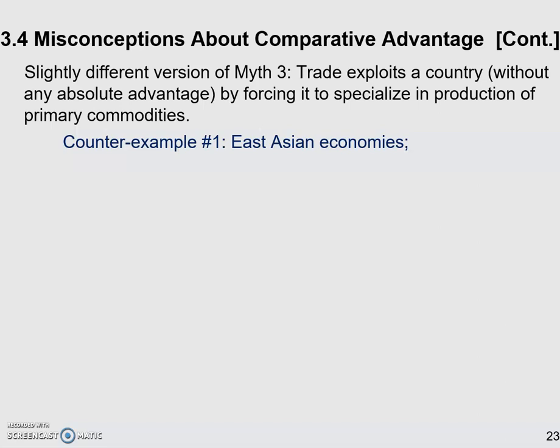For example, South Korea, Taiwan. They exported a lot of high-tech stuff, like semiconductors these days, right? So how did they do that?